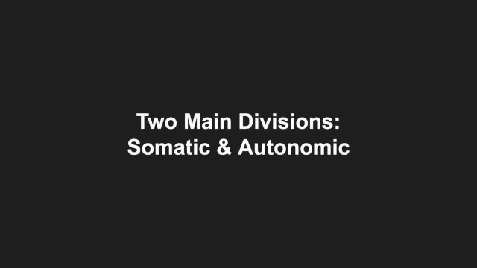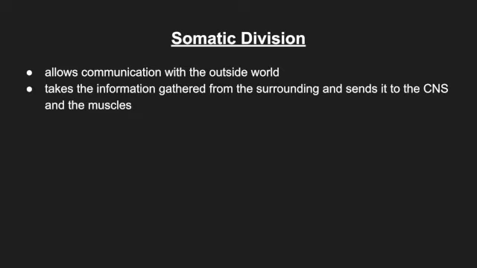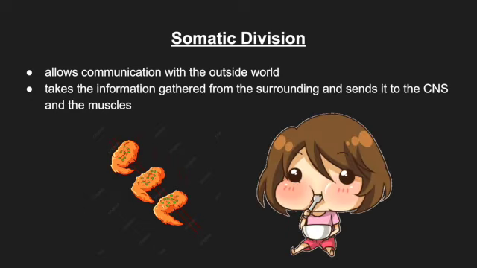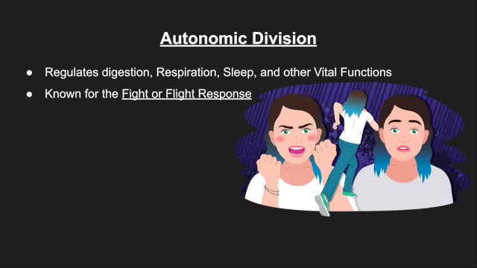The PNS has two main divisions, the somatic and the autonomic. The somatic division is what allows communication with the outside world. It takes information gathered from the surroundings and sends it to the CNS and the muscles. This can best be seen with how the smell of food arouses the muscles in the body to eat. The autonomic division regulates digestion, respiration, sleep, and other vital functions.